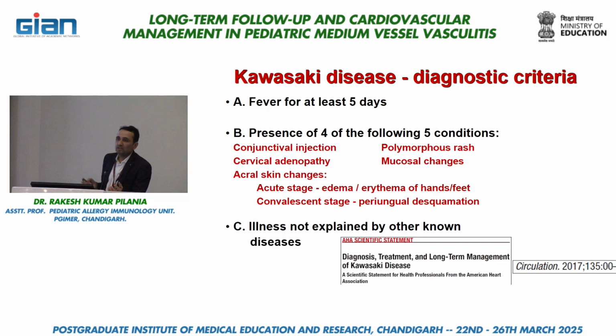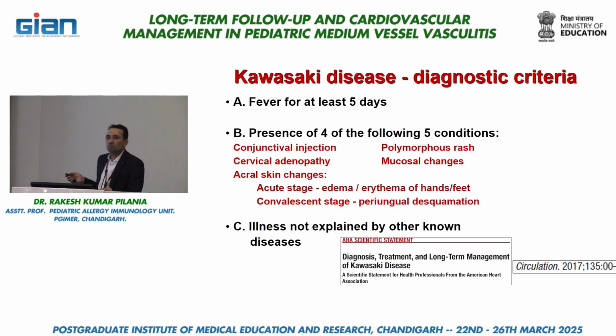The diagnosis rests on the clinical signs, and we are all aware of these classical clinical signs: fever for at least 5 days and presence of 4 out of the following 5 conditions: conjunctival injection, polymorphous rash, cervical lymphadenopathy, mucosal changes and acral skin changes, and the illness not explained by other known diseases. But the important part is that this is a clinical epidemiological case definition.